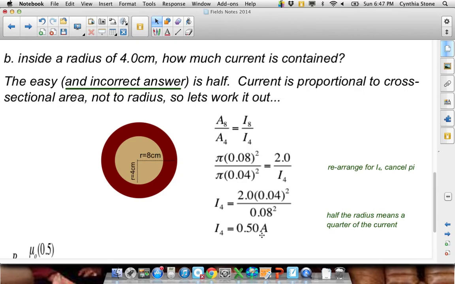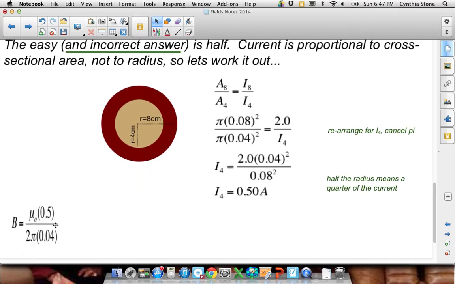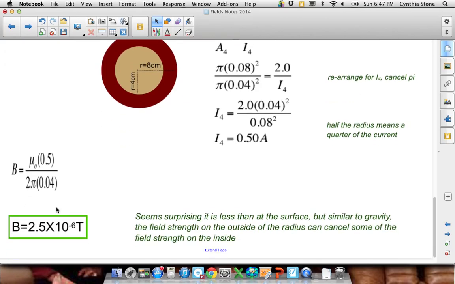Okay, so then you can start to think, well, can I just figure that out myself? If you halve the radius, you quarter the current, then maybe if you make it a third the radius, it'd be a ninth of the current, that sort of thing. Okay, it's a square rule. But if you're not too confident just doing that in your head, just use this equation. Okay, so now you know your current, and now it's just this equation. So R is 0.04, I is 0.5, and you get a number.